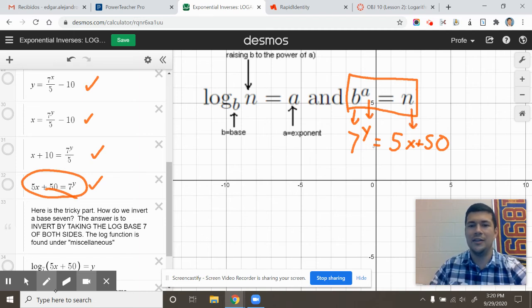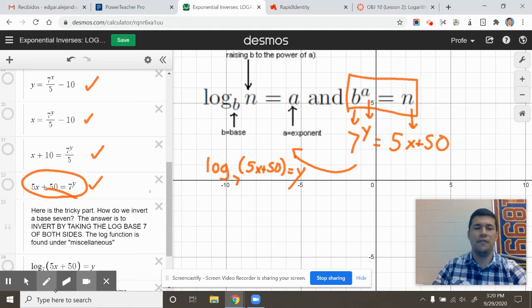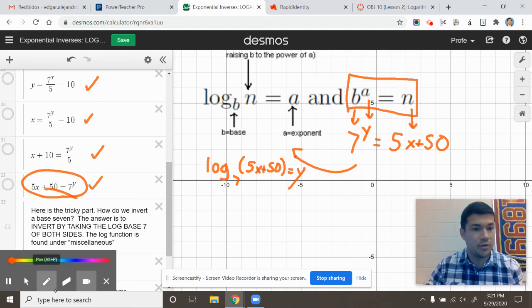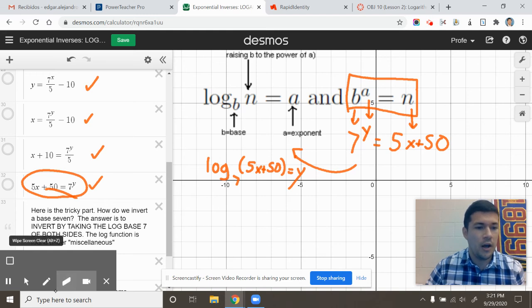All right, so I can turn this into a logarithmic statement. So I need to say log base 7, all right, you see the base is b, of 5x plus 50 equals y. And now you have found the inverse function. So see, that wasn't that bad. Because I understand logarithms as inverses of exponents, I can now invert exponential functions, which we were not able to do. It's the whole reason why we learned inverses, to invert exponential expressions, okay?